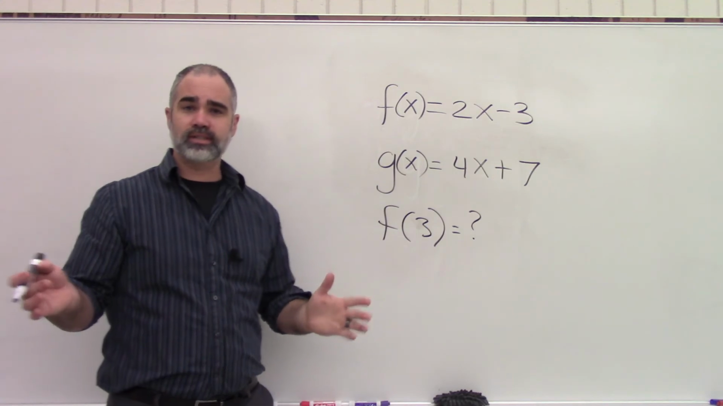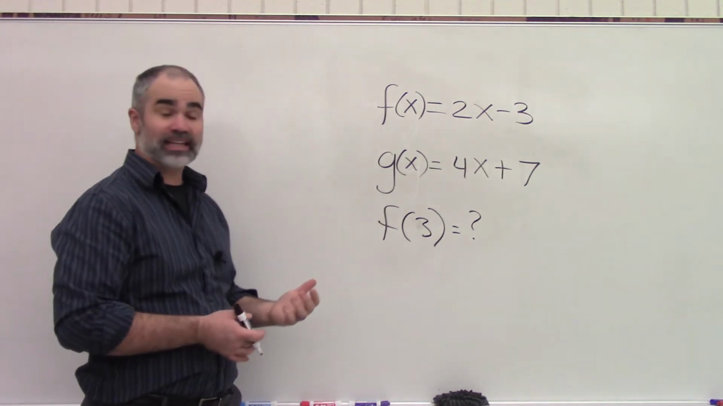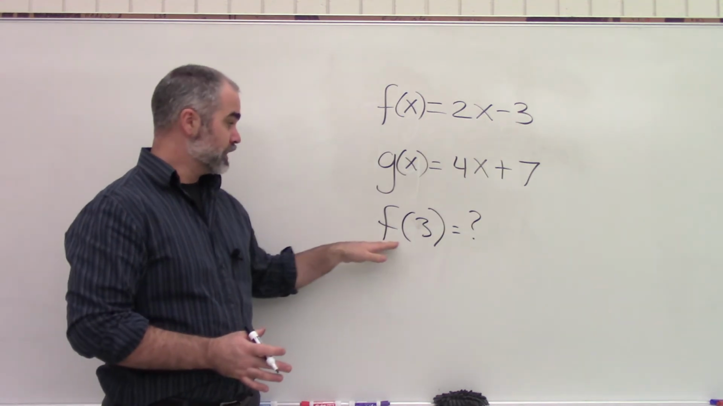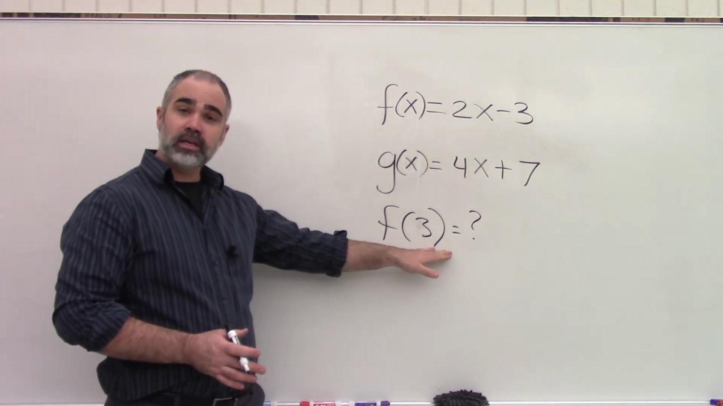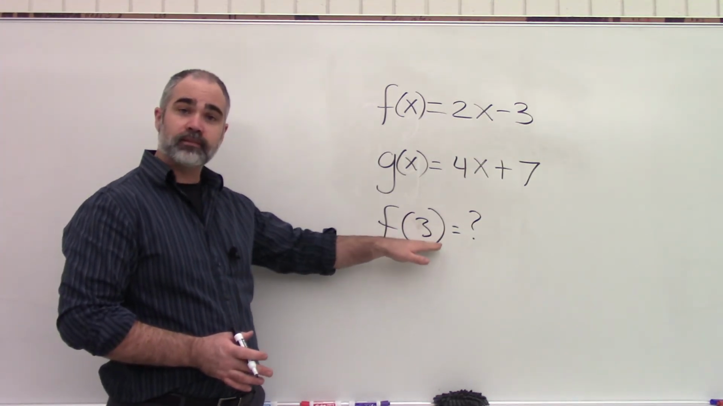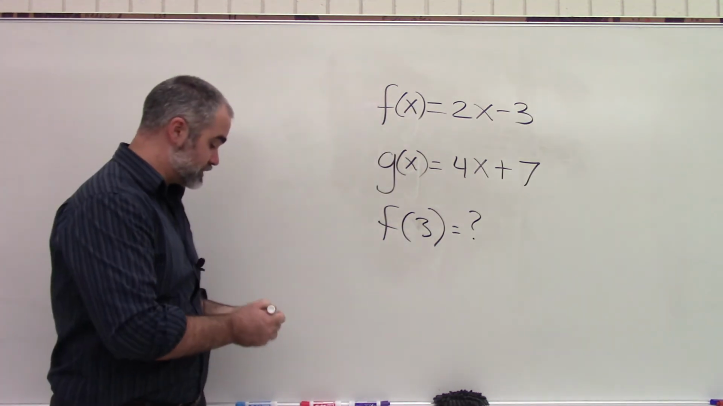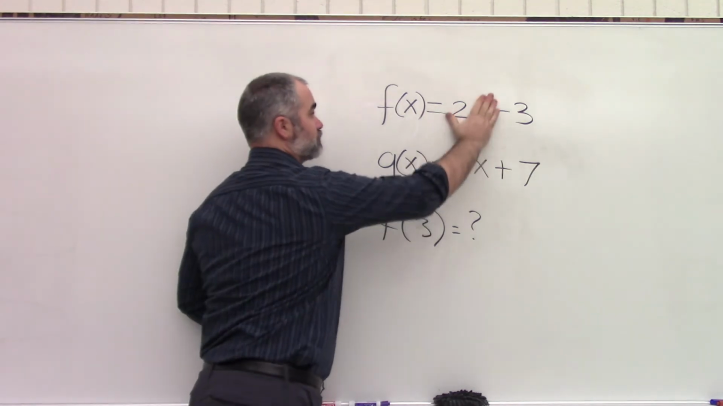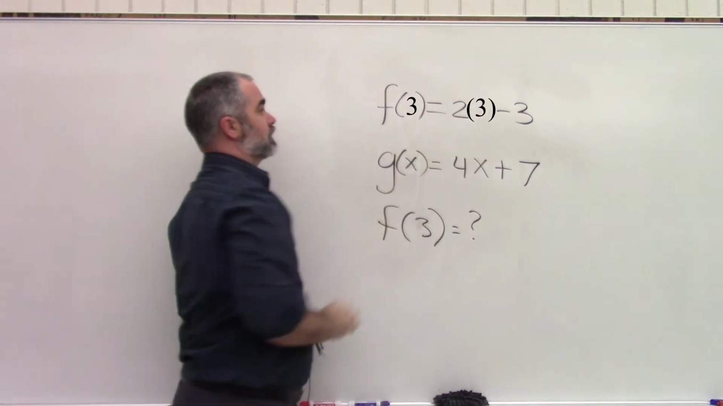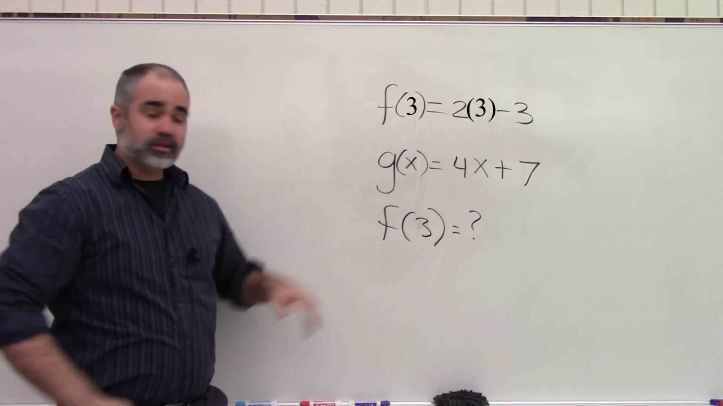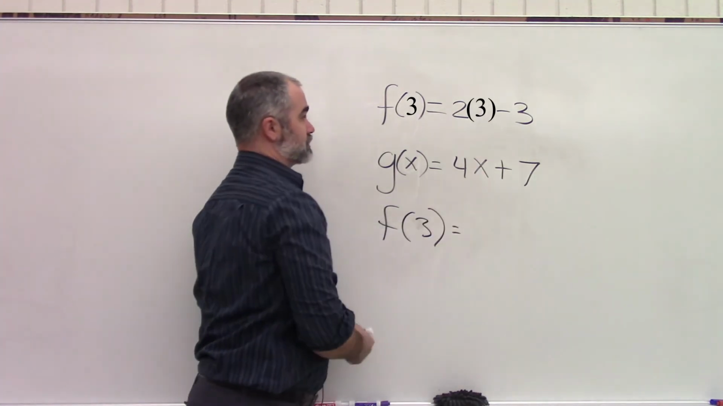It's kind of long to say, and mathematicians are notoriously lazy. We want to say as few words and as few symbols as possible. So this is f of 3 tells me that right away. I want to know what f of 3 is. I want to know what y is when I plug 3 into this equation. So if I plug 3 in here, I can write the 3 in there, and I find out that my answer is actually 3 again.